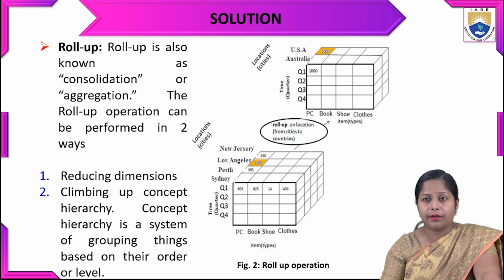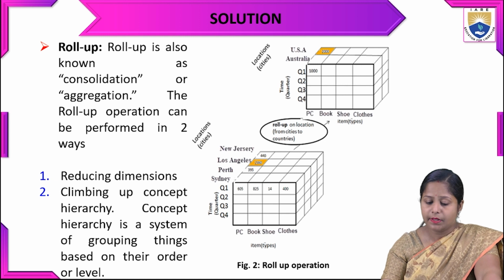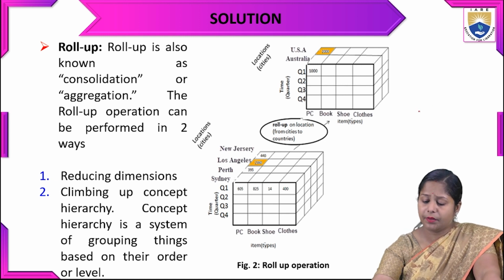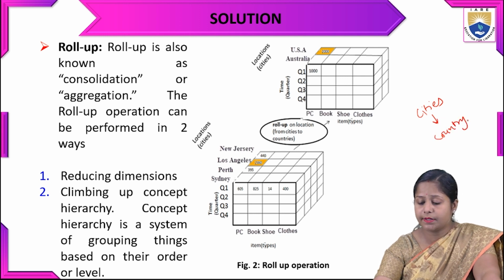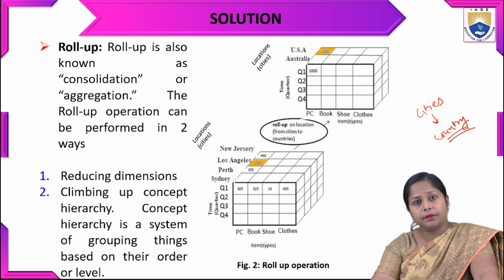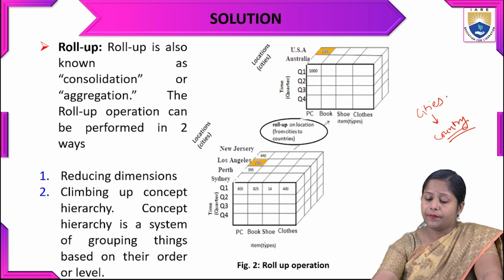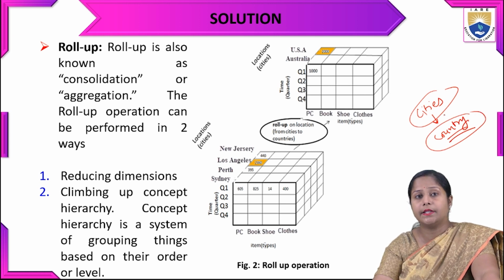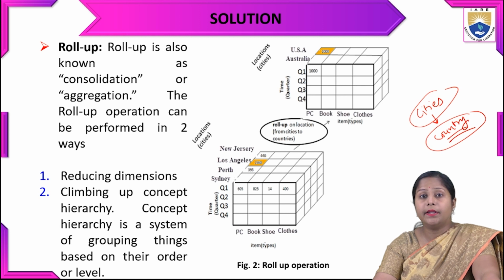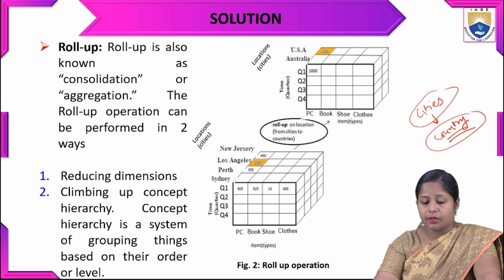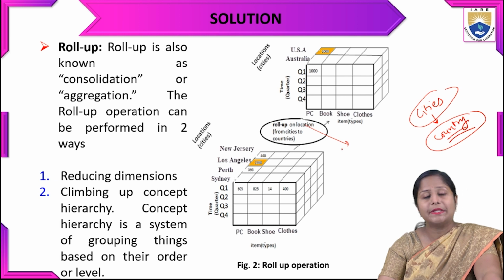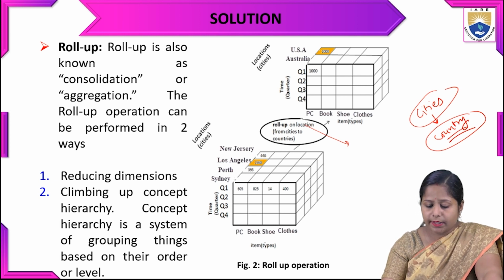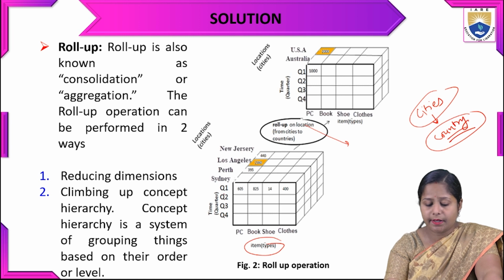In this figure, we can see the roll-up operation. If we are looking at the view on the basis of city, the city can be converted into country, so a few of the cities will be combined as a country. That will reduce the dimension. On the basis of location, from city to country, here we can see the item type, the time quarter, and the location city.